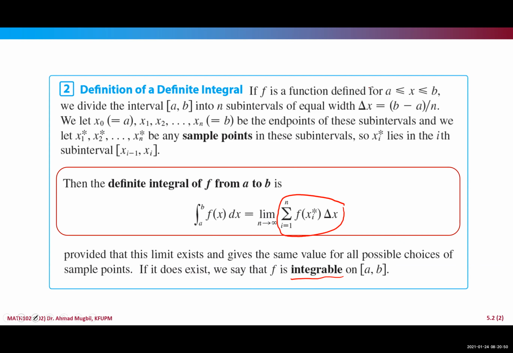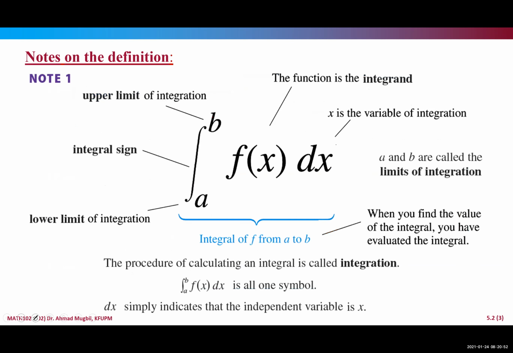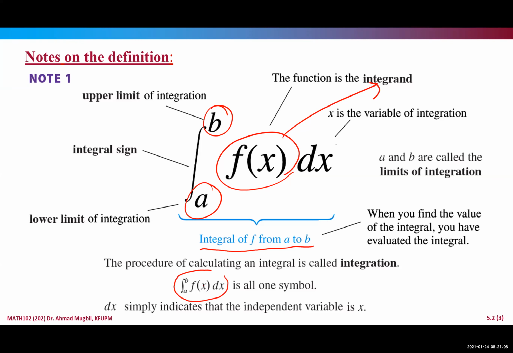This is called the integrand. These are the limits of the integral, the upper and the lower limits. How to read it? It is the integral of f from a to b. The whole process is called integration. Keep in mind, this is just one symbol, ya shabab, that means the definite integral.